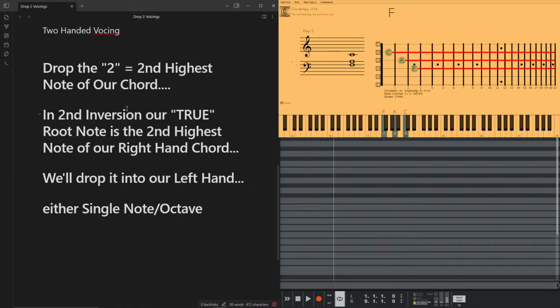Okay. Root first, second. This is our second inversion chord with the root. Now we leave the root. We drop the F and get it into our left hand.